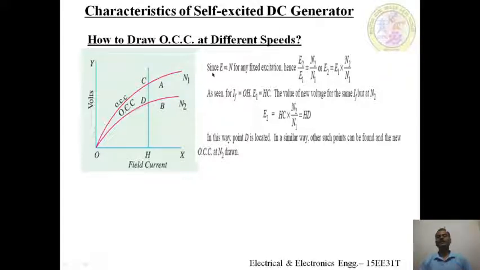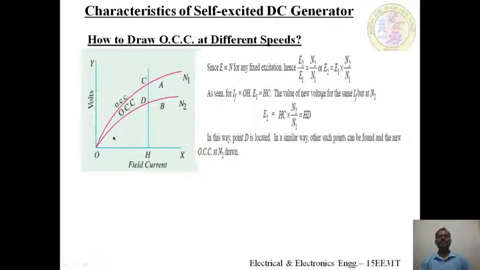For that, we know from the voltage equation that E is proportional to N for any fixed excitation. Then we can deduce the relationship for both speeds N2 and N1. That is, E2 by E1 is equal to N2 by N1, or from this we get E2 is equal to E1 into N2 by N1.